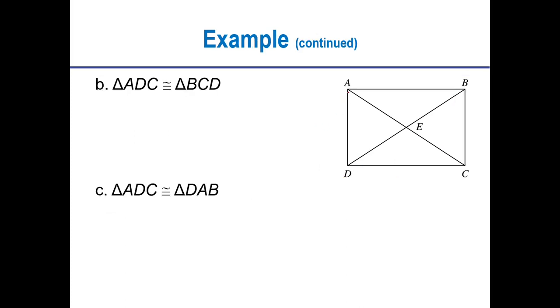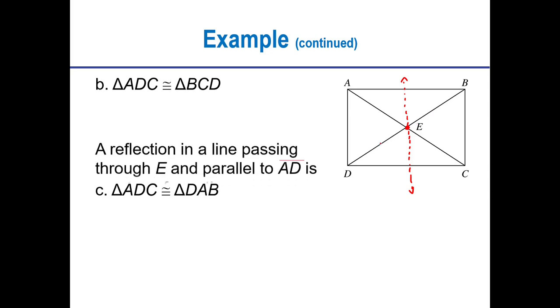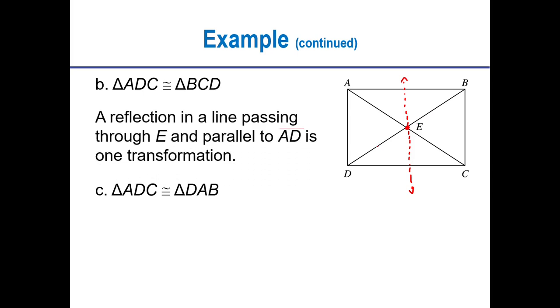In part B, I want to show the triangle ADC is congruent to triangle BCD. The best way to do that is to do a reflection across a vertical line that runs through the point E, and I want that to be parallel with AD. If I can reflect this triangle across that line and get the same image exactly, then I know that these two triangles are congruent. A reflection in a line passing through E and parallel to the segment AD is one transformation we can use.